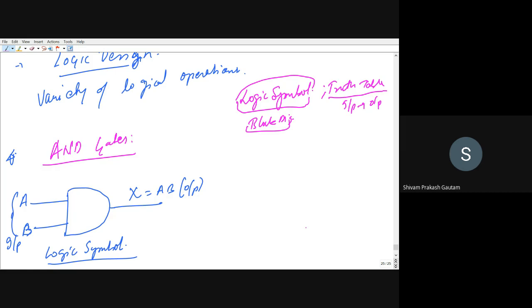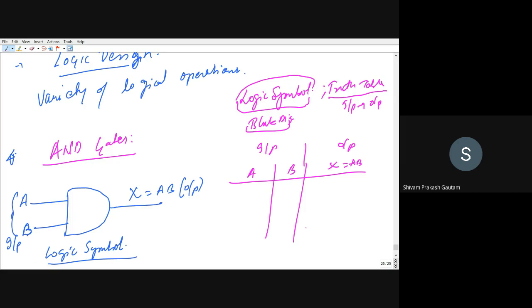So a truth table means for certain sets of input, what is the output? So here the inputs are A and B, and the output is X. X is what? A, B. So you can write here input, and these are your output.